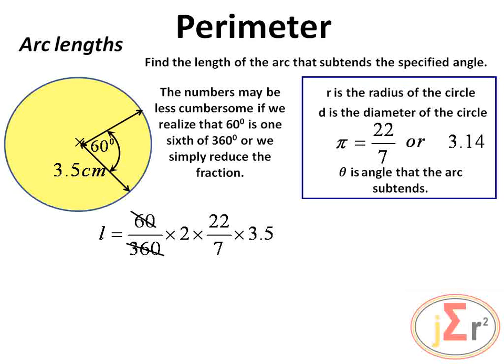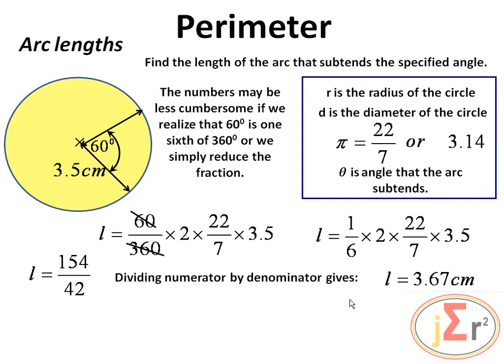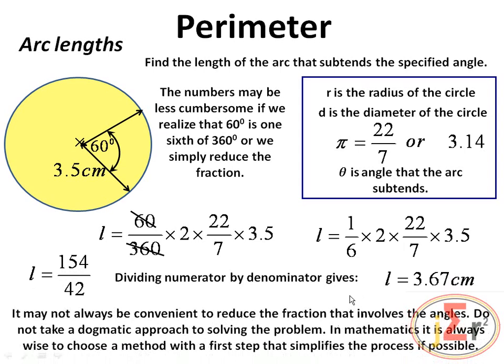So of course we know that 60 will go into 360 6 times, and we can have that simplified quite easily right there. So notice in this case how much smaller these numbers are. Dividing the numerator by the denominator gives the same thing. It may not always be convenient to reduce a fraction that involves the angles. That is, this one. It might not always be convenient to reduce this one.